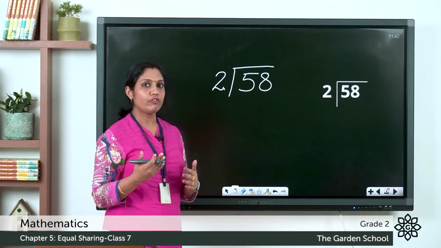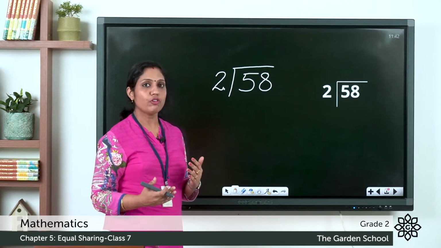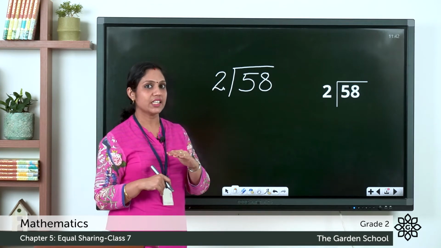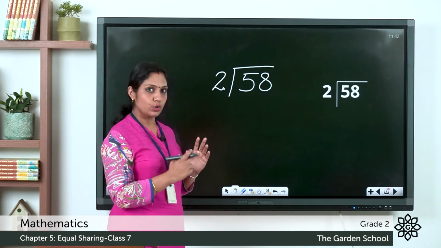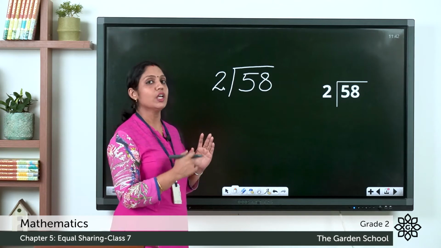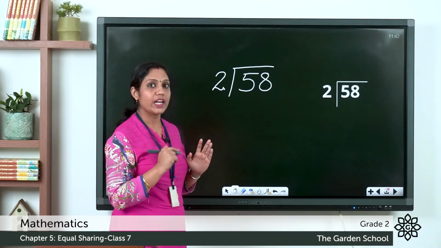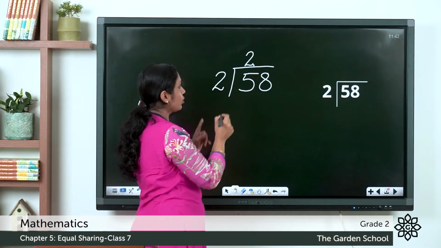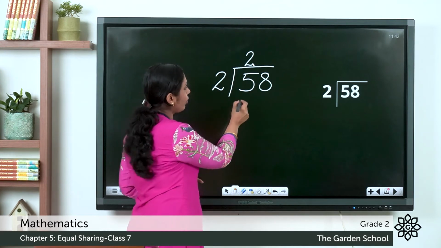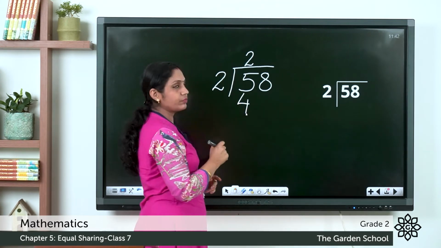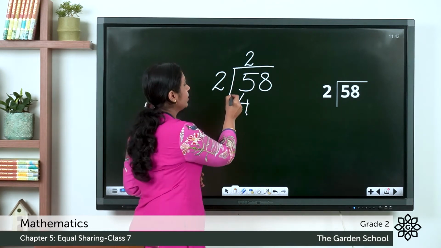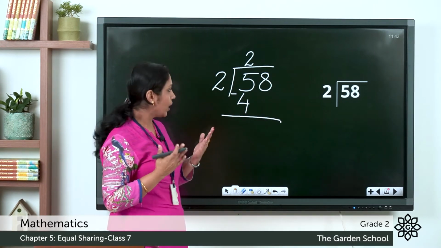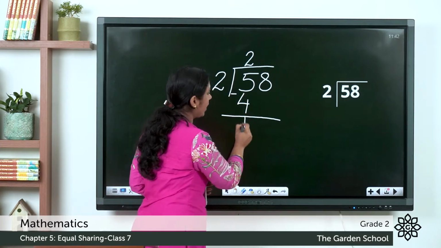So revise the table of 2. 2 ones are 2, 2 twos are 4, 2 threes are 6. Did you get the number 5? No. So what do you have to do? Just take the number before 5. So 2 ones are 2, 2 twos are 4. So we'll take the number 4. And how many times is it? 2. So where do we write that 2? On top of this 5. So 2 twos are 4 and you write 4 under 5. The next step is to subtract. Now 5 minus 4 is 1. So write that under this itself.